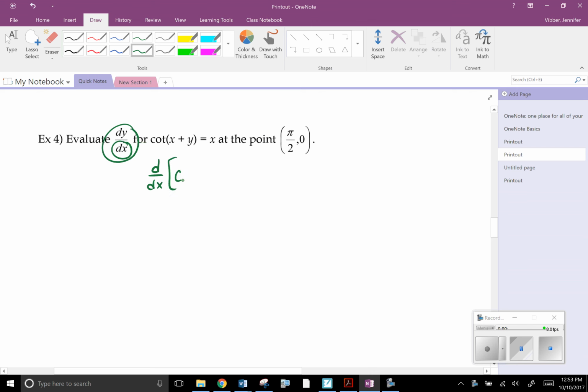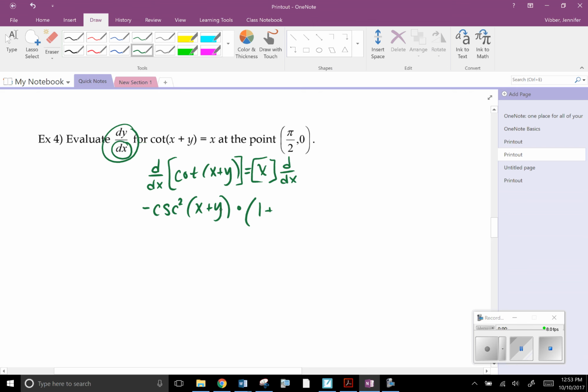I'm taking the derivative with respect to x. So I'm going to take d/dx of cotan(x + y) and d/dx of x on the other side. To do that here, the derivative of cotan(x + y) would also be a chain rule. So I'm going to take the derivative of the outside, which would be negative cosecant squared, keep the inside, times the derivative of the inside. Now the derivative of x with respect to x is just 1.